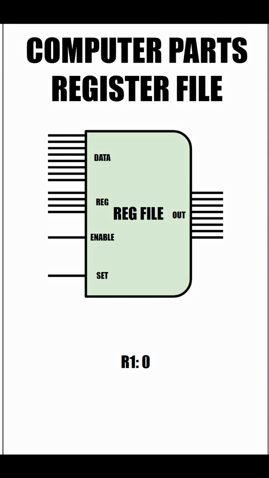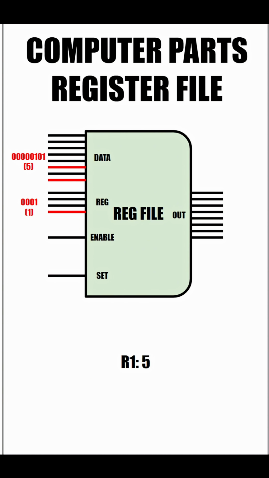But let's look at it in action. As we can see right here, register 1 is 0. However, if we wanted to load, say, a 5 into it, all we would have to do is load in the 5, put 1 into our register address, and click set. And now, our register 1 is storing that 5.